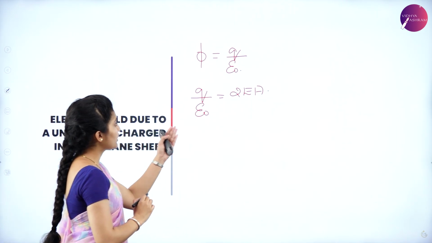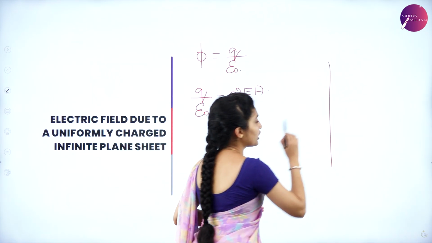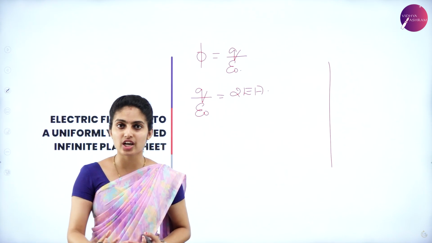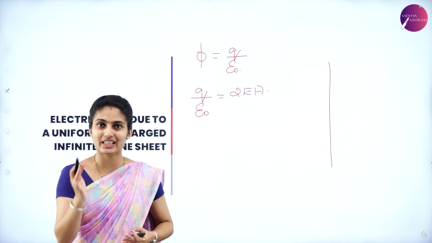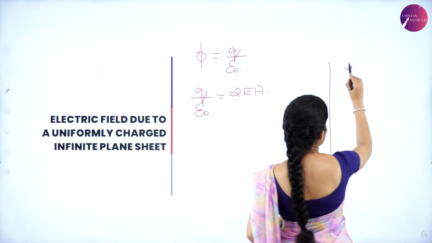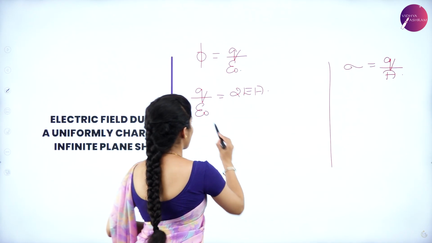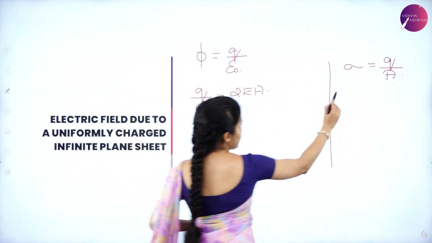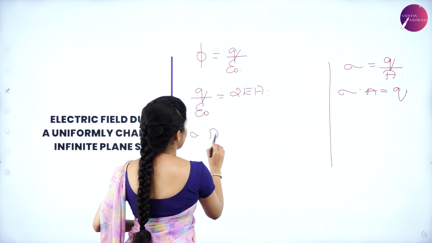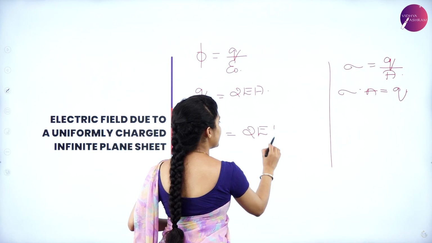So for Q by epsilon naught equals 2EA, what is Q? Here we are talking about a plane sheet. A plane sheet has charges uniformly distributed, which is called surface charge density, given by sigma, equal to charge per unit area. So your Q can be written as sigma into A. So it is sigma A divided by epsilon naught, which is equal to 2 into E into A.